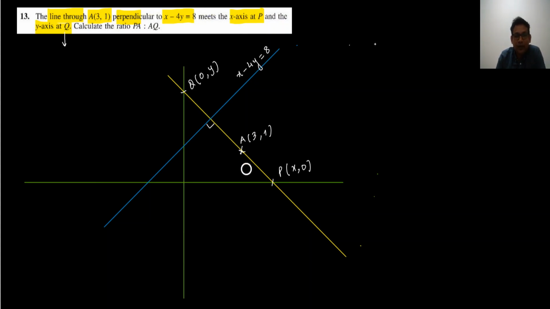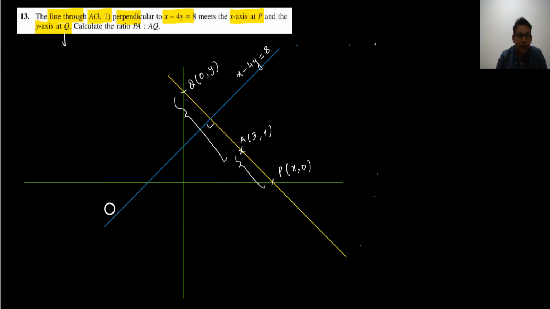So our target is to find the distance of PA and the distance of AQ. What is the main target here actually? We need to find the coordinates of P and Q. Now let's start with this question. For this part, we need to find the equation of this line. If you can find the equation of this line, then there is no problem.